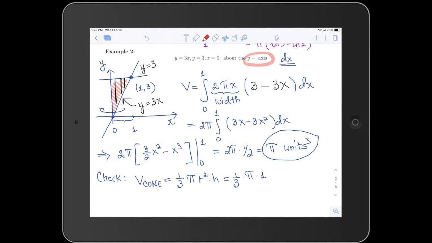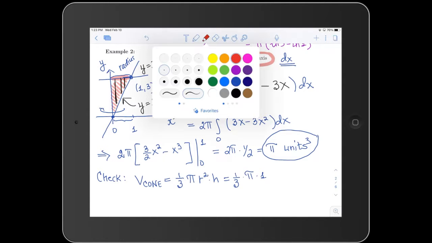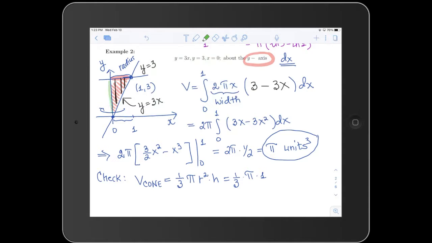Let me show you the radius. This is the radius, right? This is my radius. And the height is, let me highlight it with a different color, this is the height of the cone if we're looking at it from a geometric perspective. That's 3. And look, it's exactly the same number, pi.